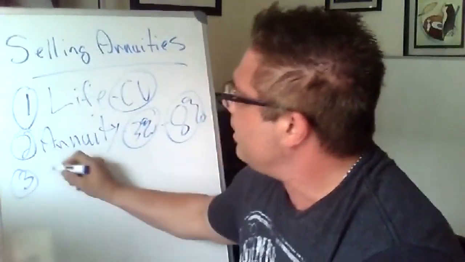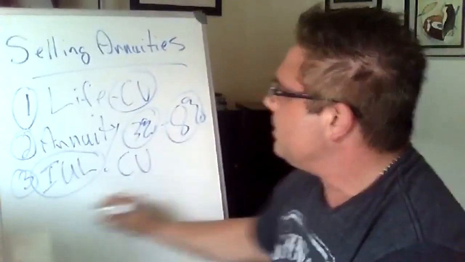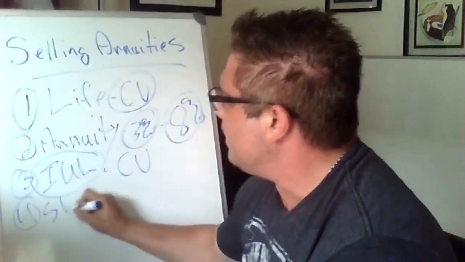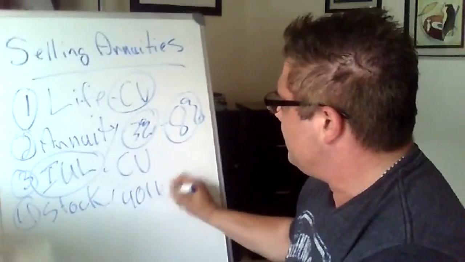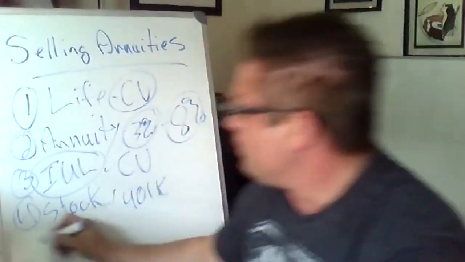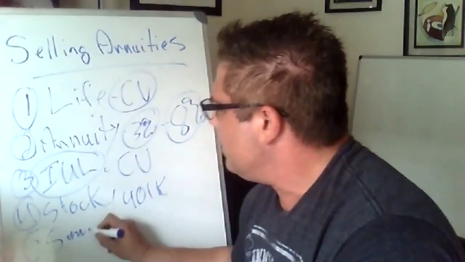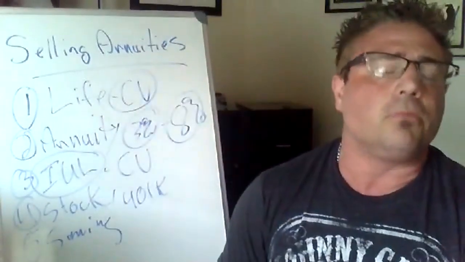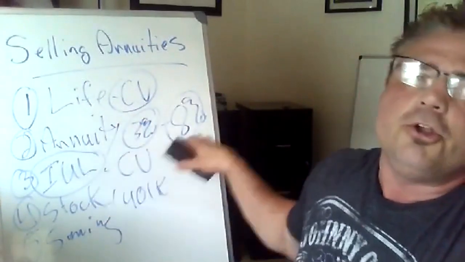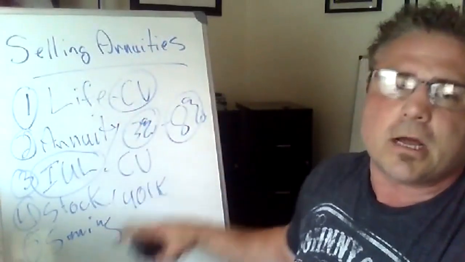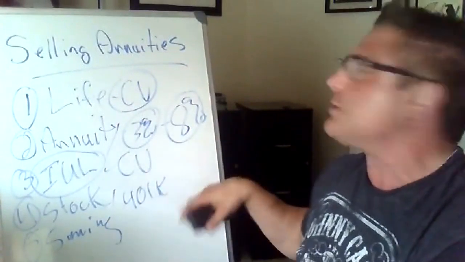Number three, you can find them in index universal life cash values. Number four, you can find them in stock-based products, 401ks. So basically everywhere. Five, you can find them in savings accounts that aren't doing anything. They don't have any earning potential. So you've got life insurance cash value, annuities, index universal life, stock-based products, 401ks, the savings account, and 403bs to be added.